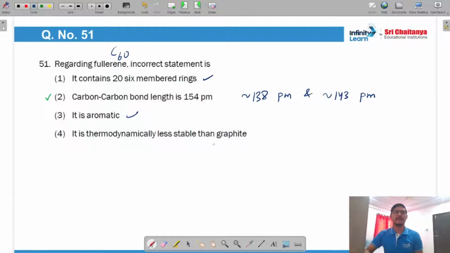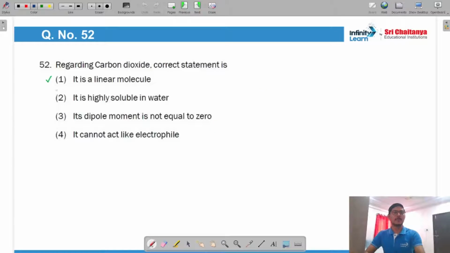It is aromatic, yes, and it is thermodynamically less stable than graphite, yes. Graphite, diamond, and C60, that is the stability order. Okay, guys. So this is the correct answer.